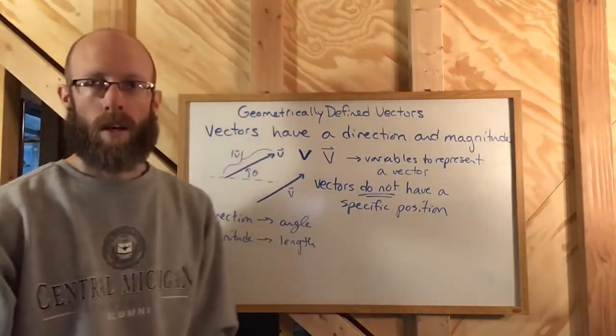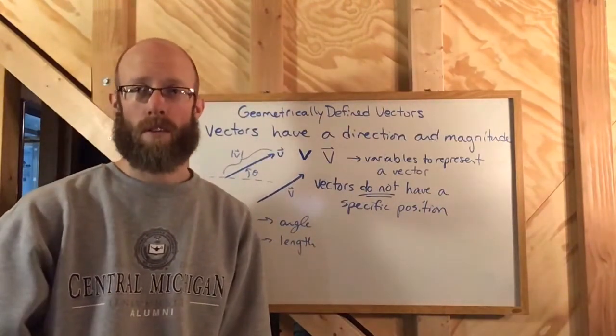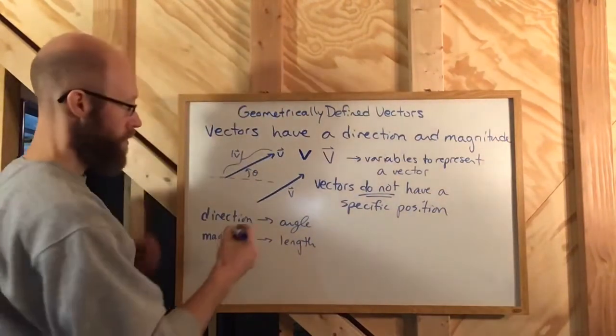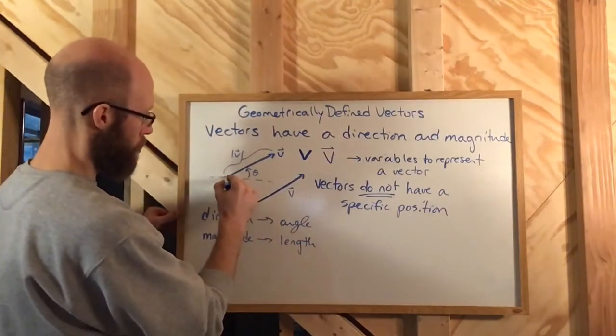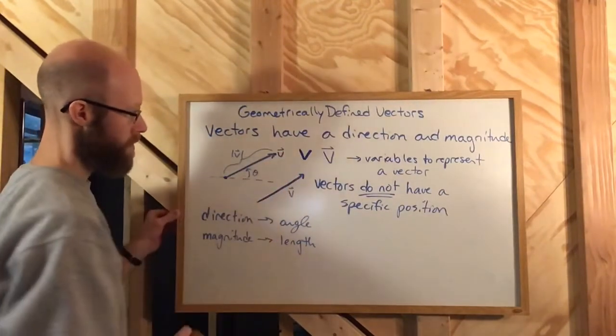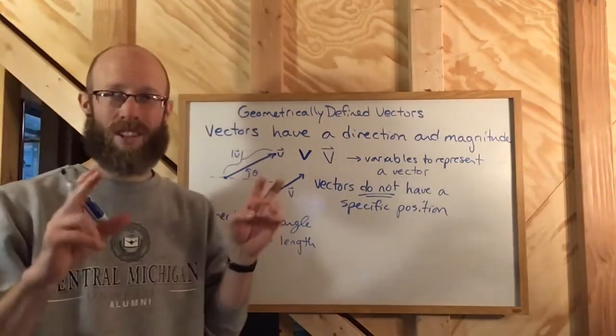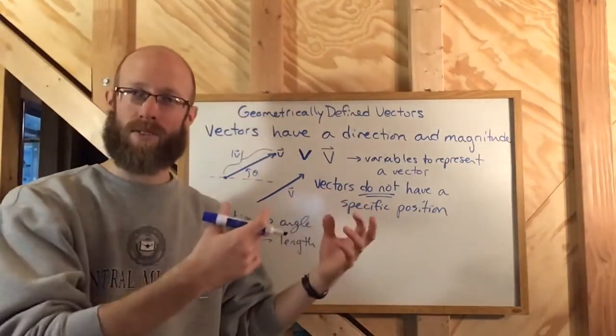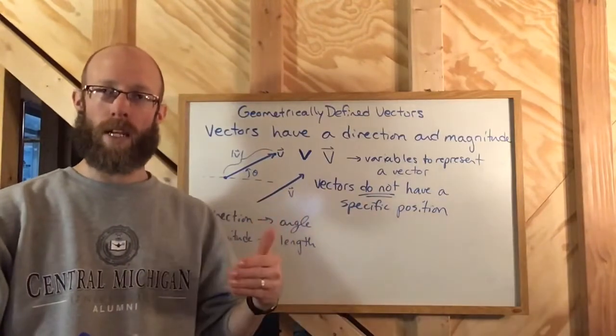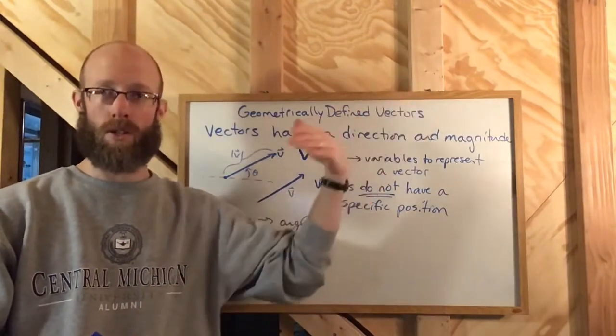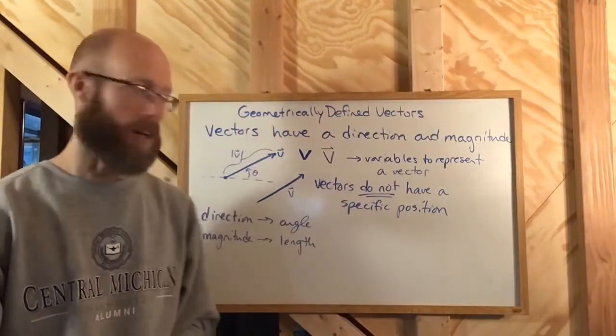Okay. Now you're going to have 2 points on a vector. There's going to be something called an initial point and a terminal point. The initial point is kind of where it starts, and the terminal point is where it ends. The direction from the initial point to the terminal point is the direction or the angle of the vector.